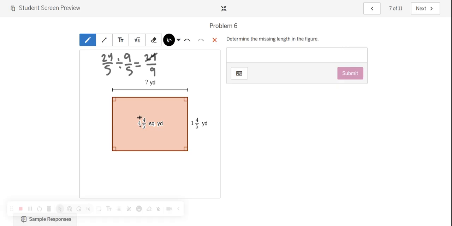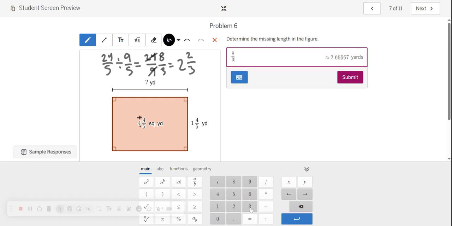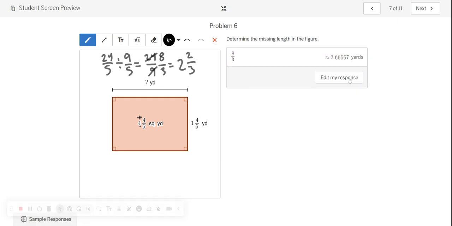3 divides into 24 8 times. 3 divides into 9 3 times. You could have put 24/9, that would have worked. 8/3 would have worked, or 2 2/3 would work. Of those, I'm going to choose 8/3 because it's the easiest for me to type into the calculator. Again, you'll love that as sixth graders.